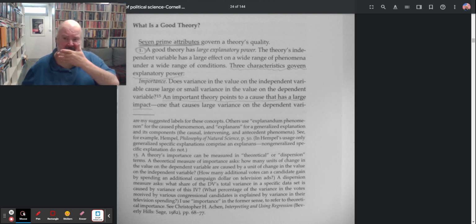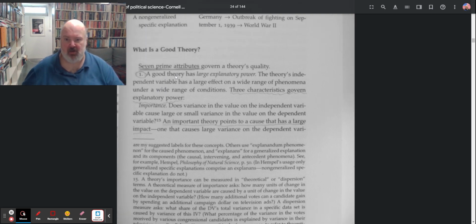We last looked at what theory is, what explanations are, and the difference between those things. Continuing now, today we're going to address the question of what makes a good theory. What is a good theory?